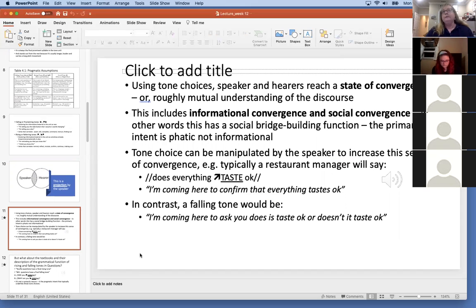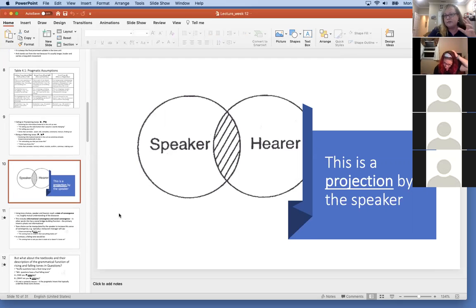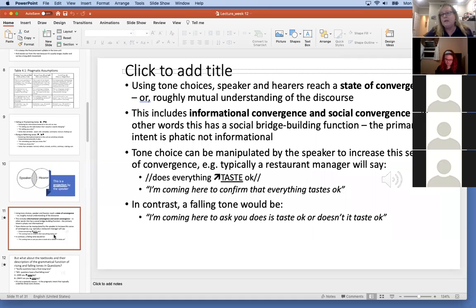Okay. So that said, obviously there are conventions, and the way that Brazil talks about these, the model talks about these, is this idea of social and informational convergence. So the idea is that the speaker and the hearer are moving together, not getting farther apart, okay? So the idea is you're trying to move towards similar understanding, a roughly mutual understanding of the same message, right?